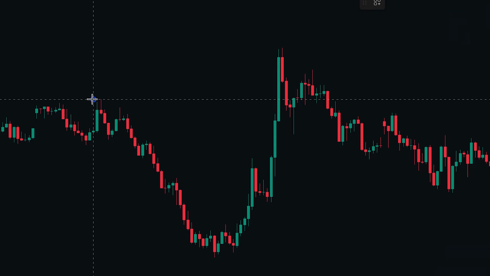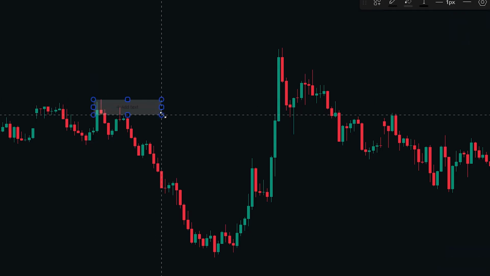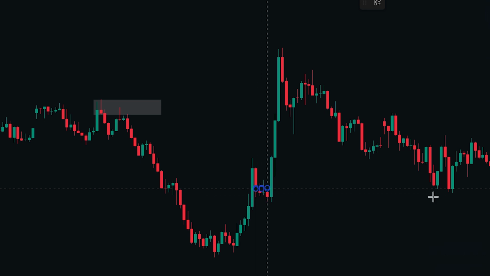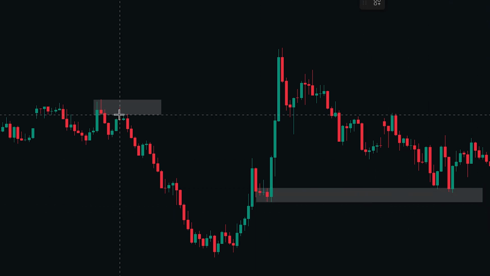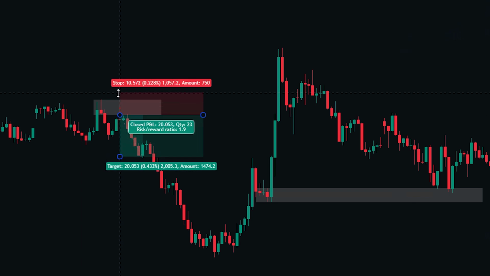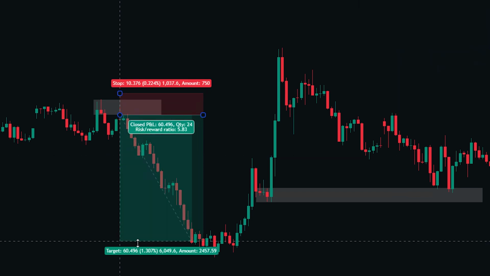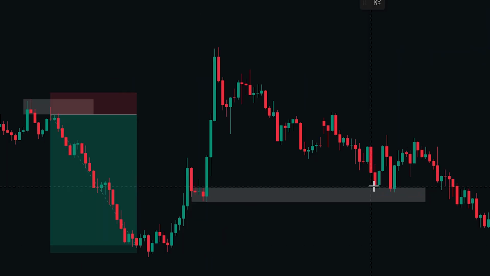Have you ever wondered how professional traders and institutions enter the market before massive price moves happen? What if you could identify the exact zones where smart money, like banks, hedge funds, and institutions, are placing their buy and sell orders? That is exactly what you'll learn in today's video.